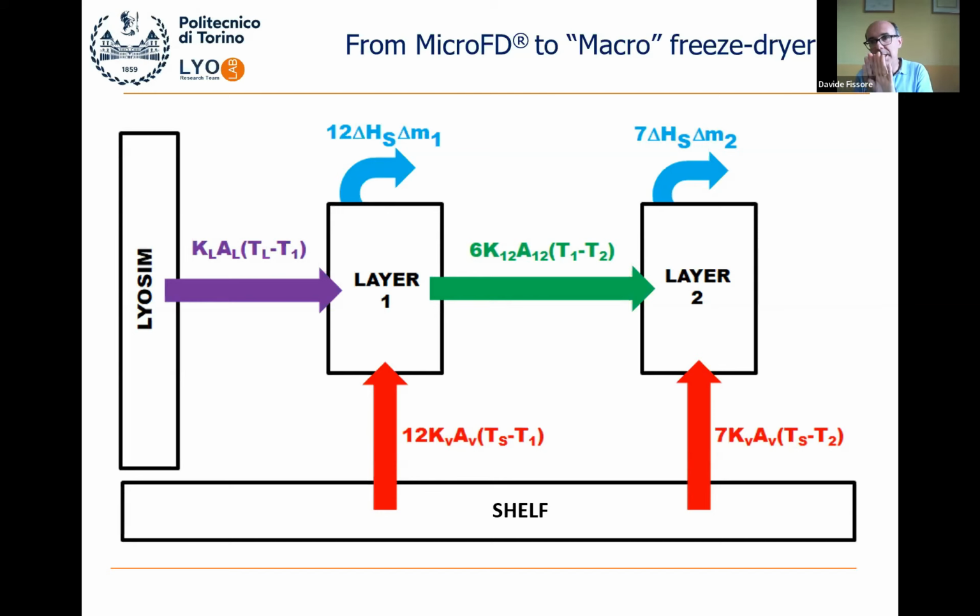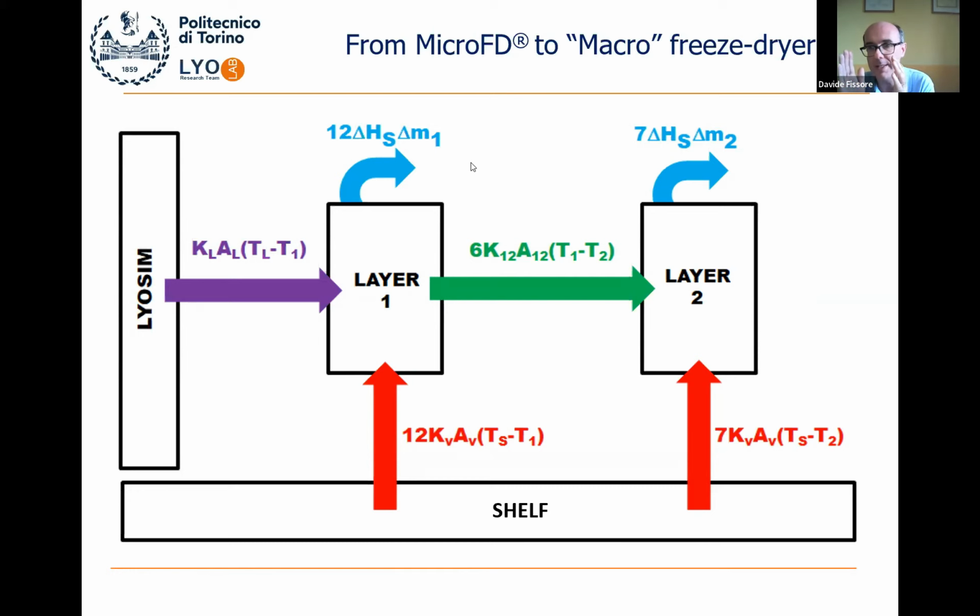K12, I mean the heat transfer coefficient due to vial contact, is also the same for all vials of layer 2 and is expected to be the same even in a larger scale unit. What is different is the KL, obviously, in this case. So, what kind of test do you need to carry out?